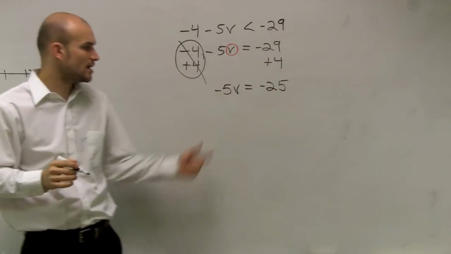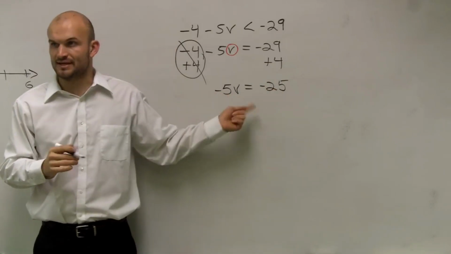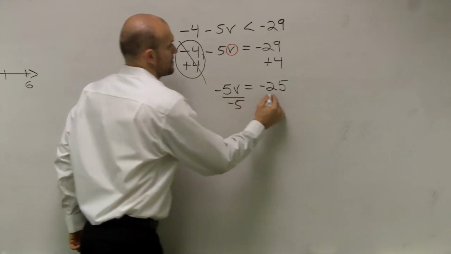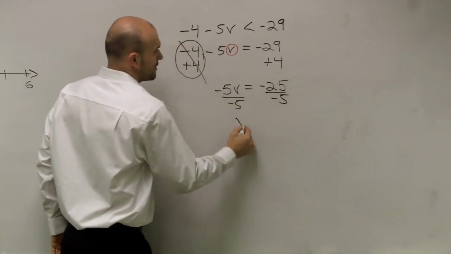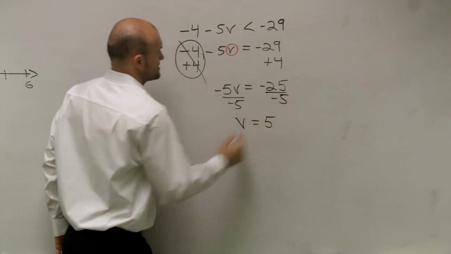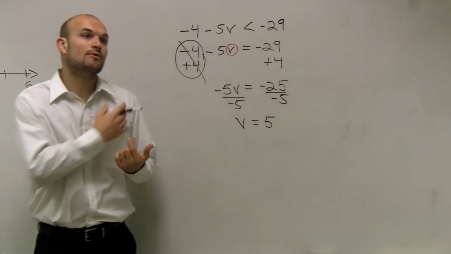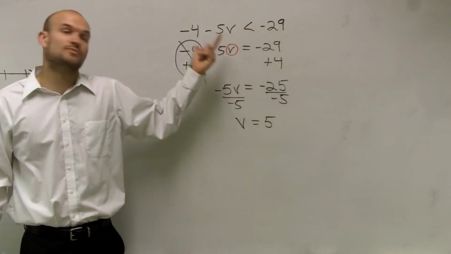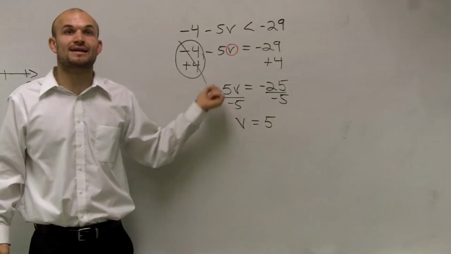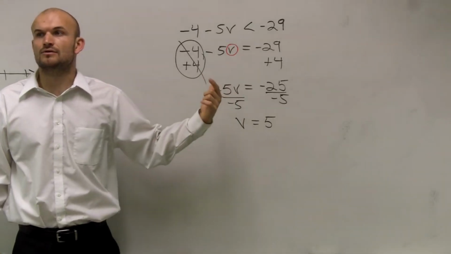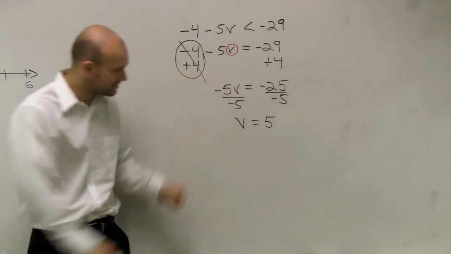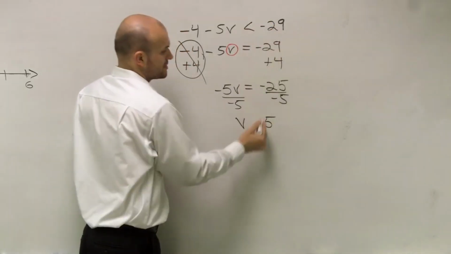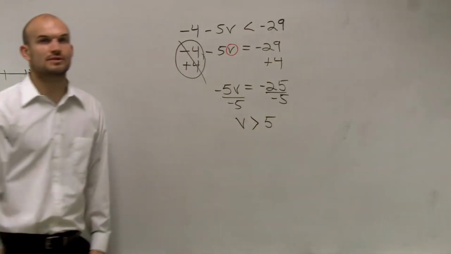So now I say, all right, -5 is being multiplied by v. To undo multiplication is to divide by -5. Therefore, v is equal to a +5. So now what we need to do is input back our symbol. Now remember, I told you guys, whenever you divide or multiply by a negative number, we have to do what with the sign? Flip it. There you go. Always right. So therefore, instead of opening to the right, it opens now to the left.